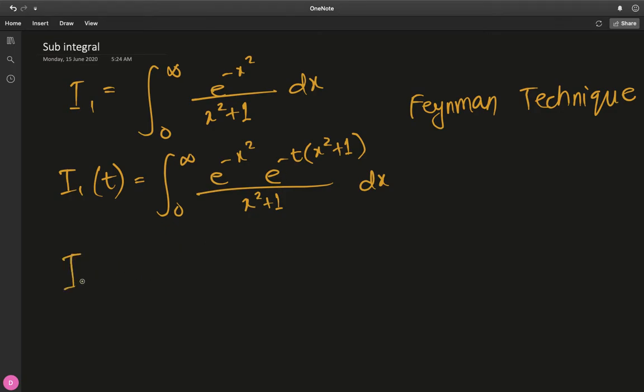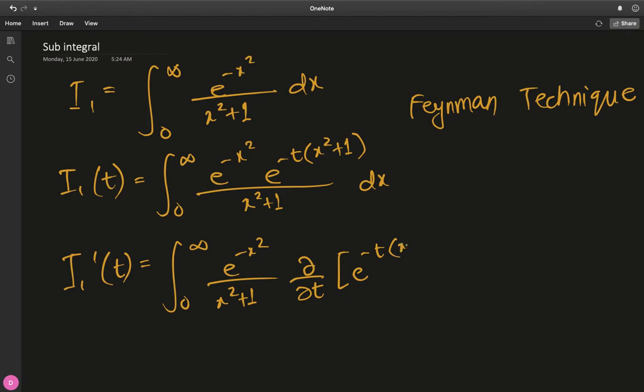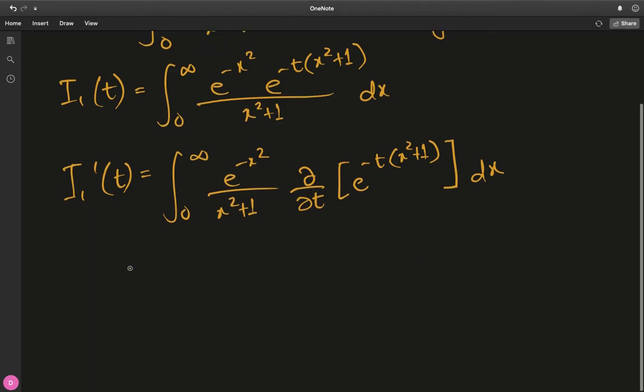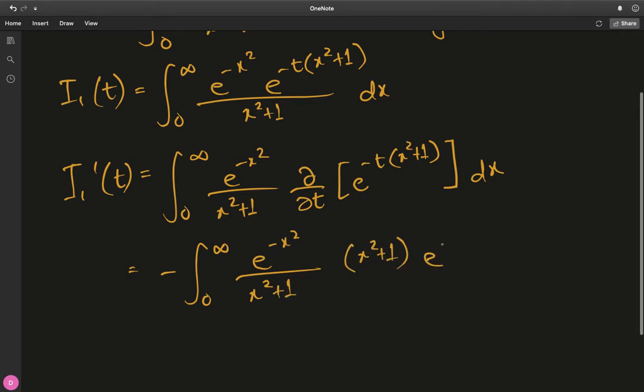So now taking the partial derivative, we have I1 prime of t equal to the integral from 0 to infinity of e raised to minus x squared divided by x squared plus 1 times the partial derivative with respect to t of e raised to negative t times x squared plus 1, dx. This is just going to become negative integral from 0 to infinity of e raised to minus x squared divided by x squared plus 1, and we have x squared plus 1 coming down by the chain rule, and e raised to negative t times x squared plus 1, dx.